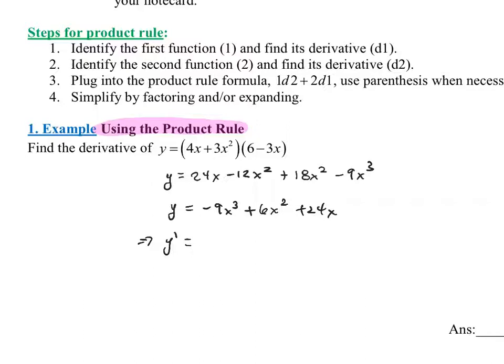I'm using the power rule primarily, right? So this would be negative 9 times the derivative of x cubed, which is 3x squared, plus 6 times the derivative of x squared, which is 2x, plus 24 times the derivative of x, which is just 1. So I'd end up with the derivative is negative 27x squared plus 12x plus 24.